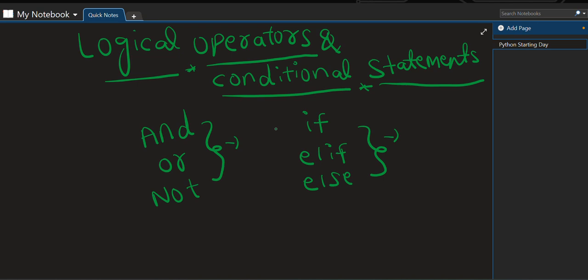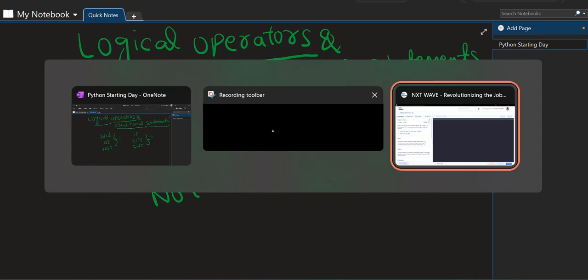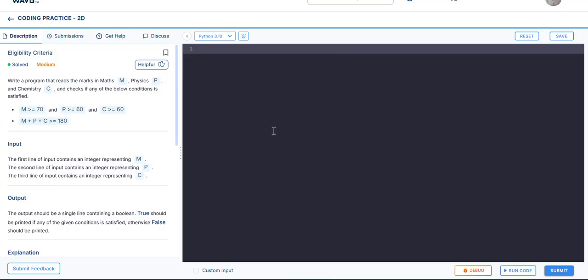And let's look into one problem using these conditions and these operators. Let's dive into that problem. Okay, this is the question we are going to solve today. What they mention is: write a program that reads the marks in maths M, physics P, and chemistry C, and checks if any one of the below conditions is satisfied.